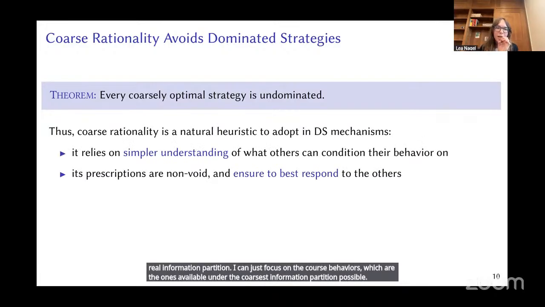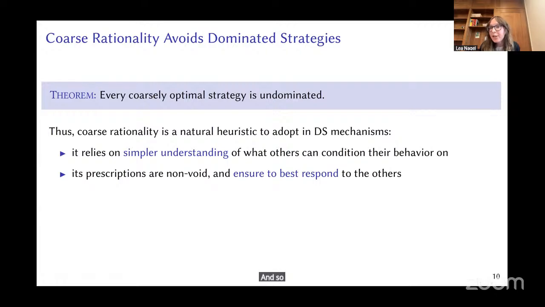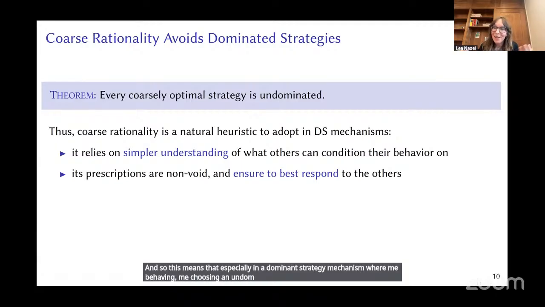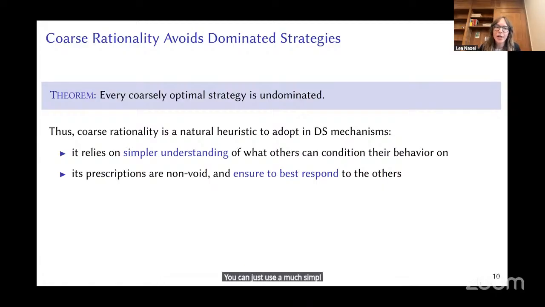And so this means that especially in a dominant strategy mechanism, where me choosing an undominated behavior means I choose my weakly dominant strategy, this is a very compelling heuristic. We can all just think of this smaller set of behaviors. Let's not worry too much about the contingent behaviors. We can just use a much simpler understanding of what the others can do. And it's going to ensure that we're always, nevertheless, going to best respond even from an exposed perspective.